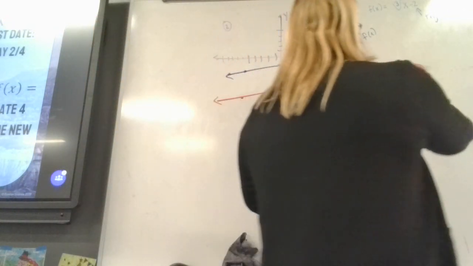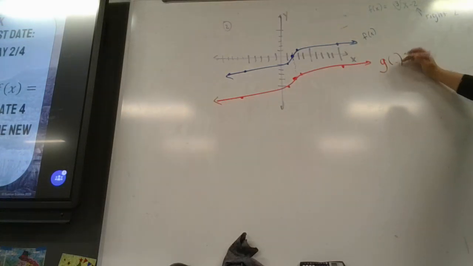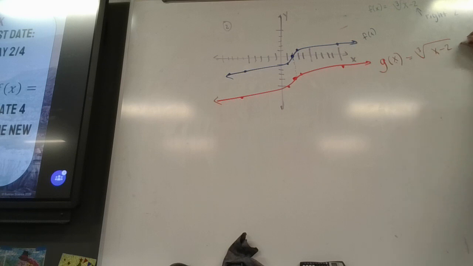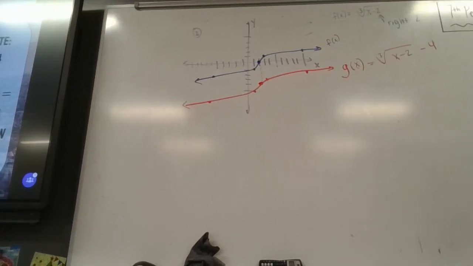And now let's just call this one g of x. It didn't say in the directions, but g of x is the cube root of x minus 2 down 4. So we'll put a minus 4 at the end. So we practiced 2 transformations by hand, horizontal and vertical. The stretches and reflections are tricky though.